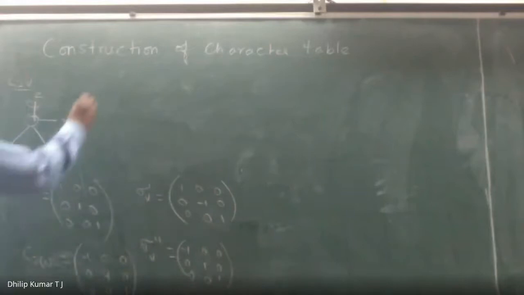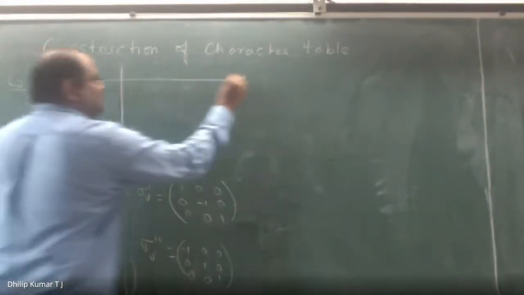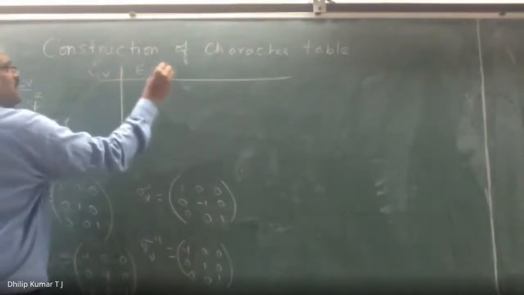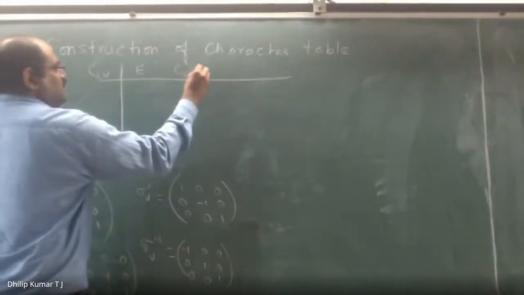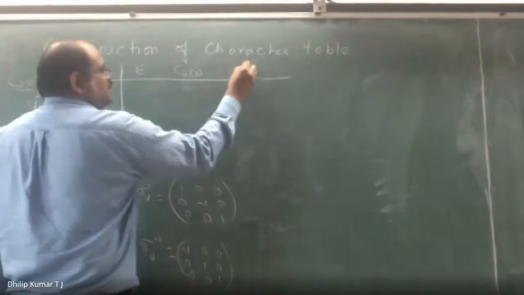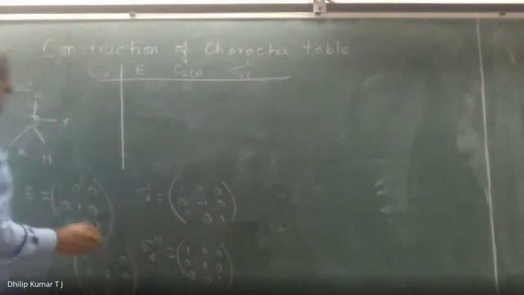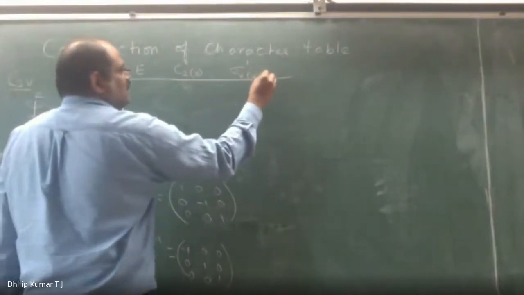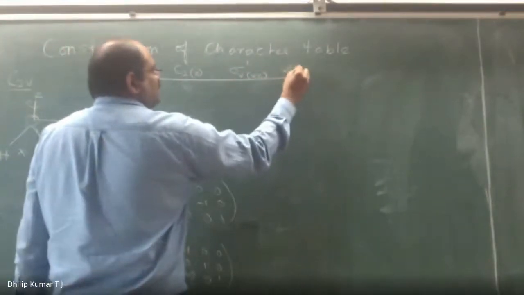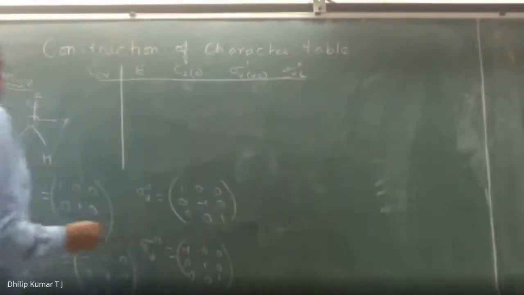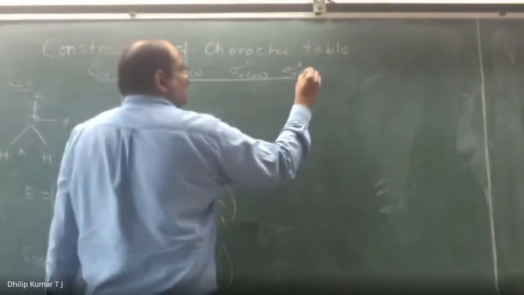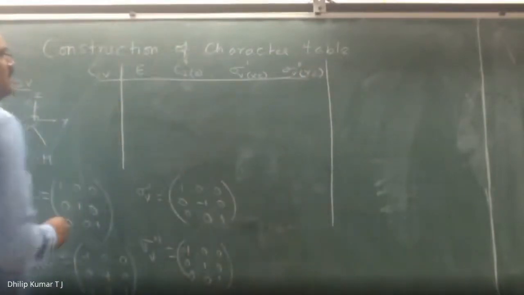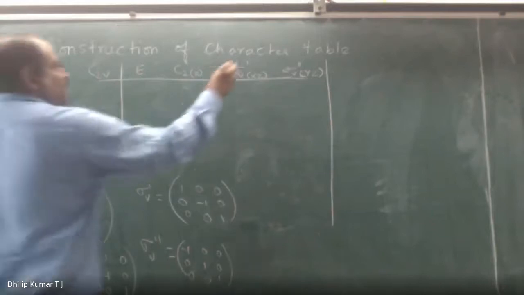Okay, so now we can write the character table. We have E, C2 along the z-axis, sigma v prime, which we are considering as the xz plane, and then sigma v double prime, the yz plane. So this is the basic information we have, right?